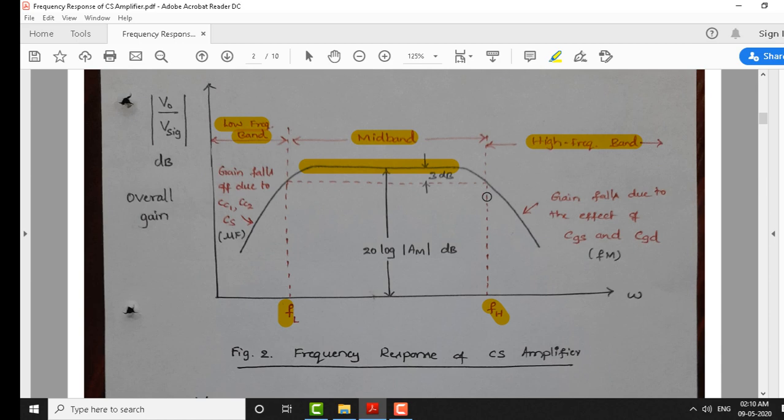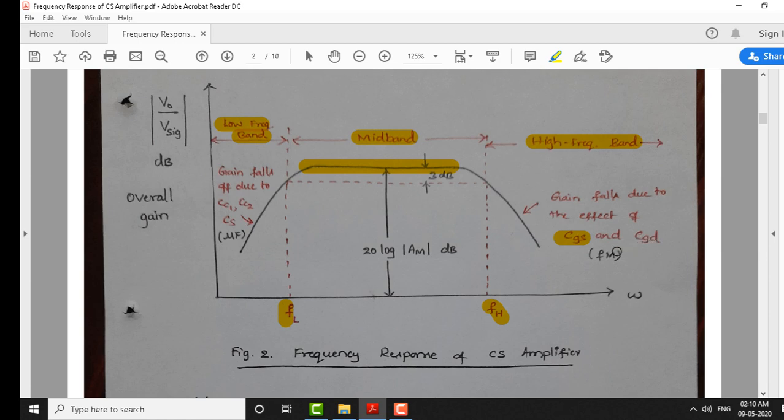Now let us try to find out the reasons why the gain decreases at low frequency and why the gain decreases at higher frequencies. First, let us focus on the high frequency band. As we have seen, the high frequency band is nothing but the frequency beyond FH. Now, in the last class we discussed the high frequency model of the MOSFET.